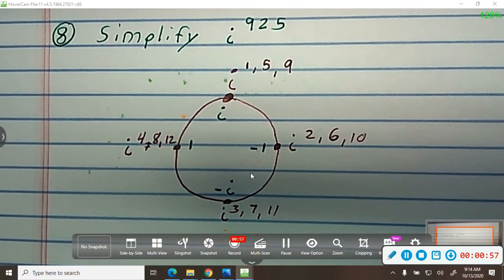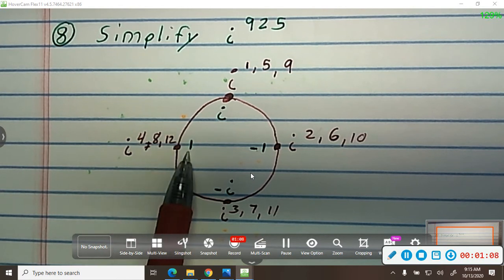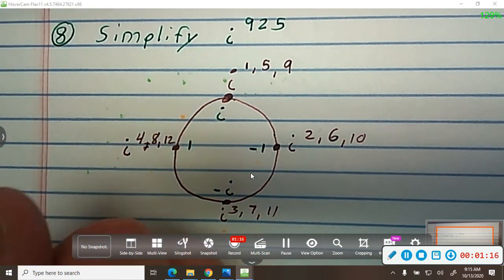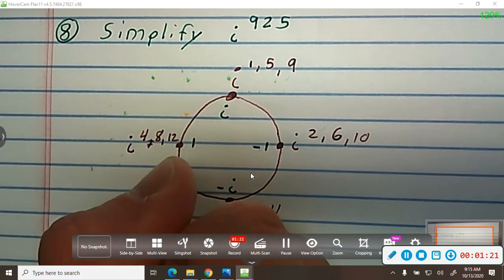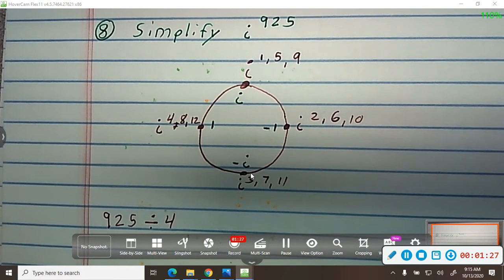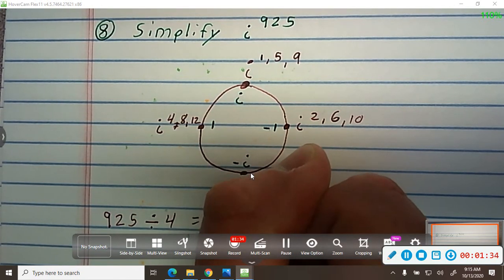So one way you could do this is notice these are always divisible by 4. And so anything that's divisible by 4 will equal 1. So let's take i to the 925, which is obviously not divisible by 4. But what is 925 divided by 4? Well, let's see. 925 divided by 4 is 231.25.